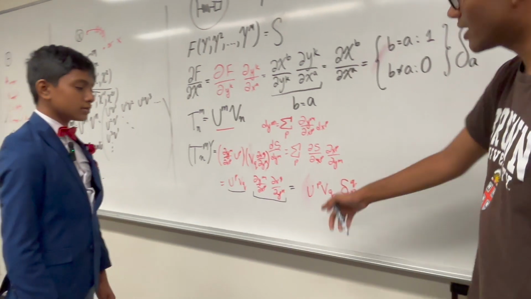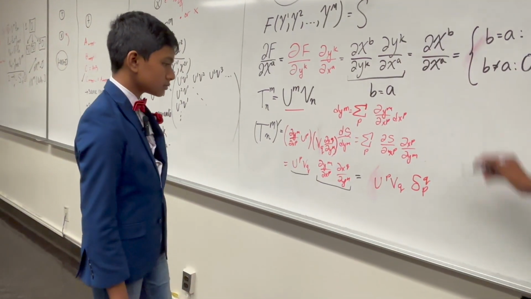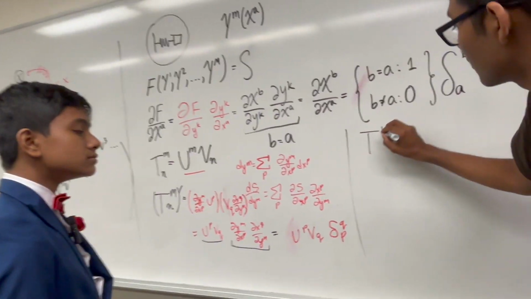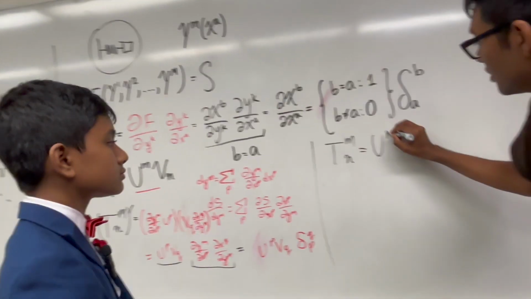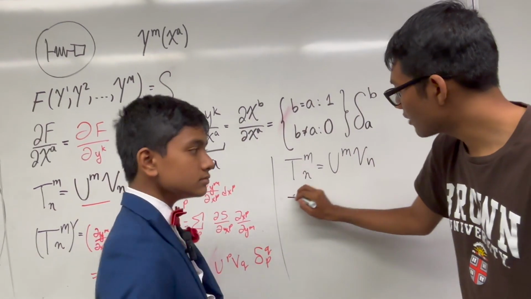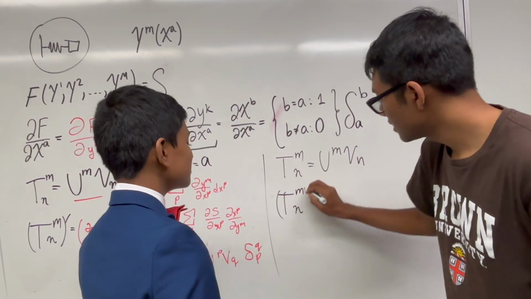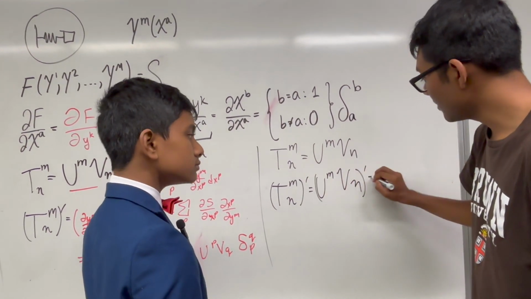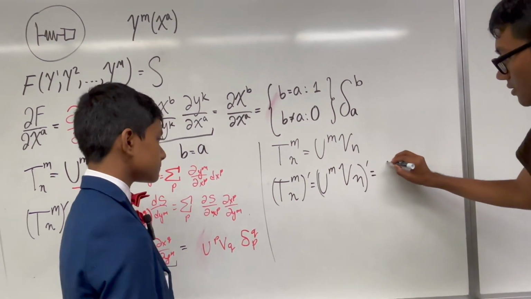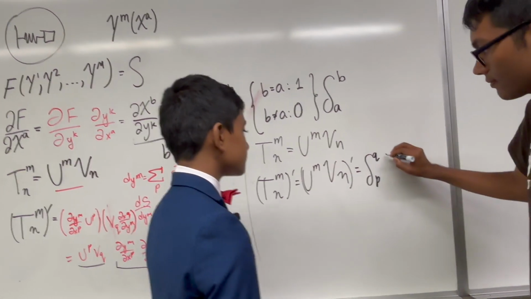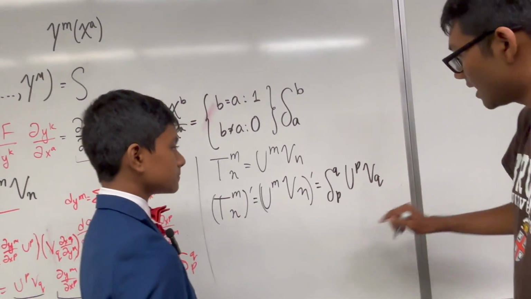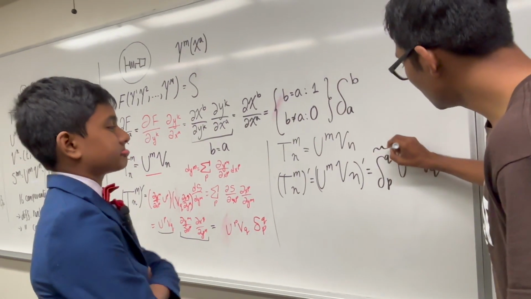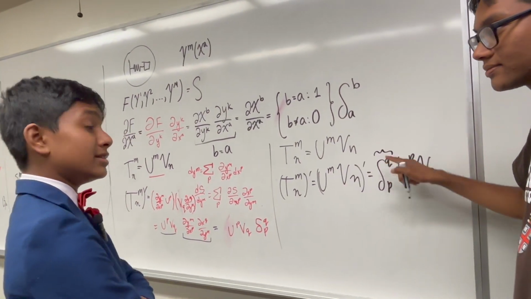So now let's write down what you found. T is u m v n, so this is our original tensor, and our transformed tensor is u m v n prime, and you found that's equal to delta q p u p v q. Now, what is delta q p? It's always either 0 or 1.